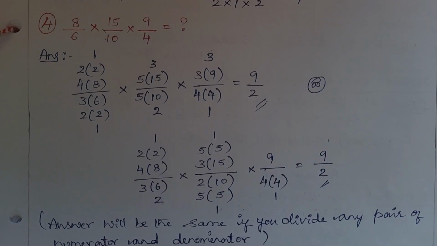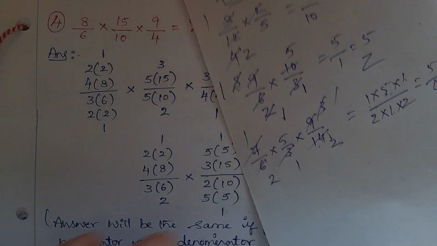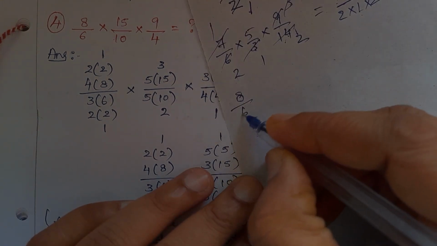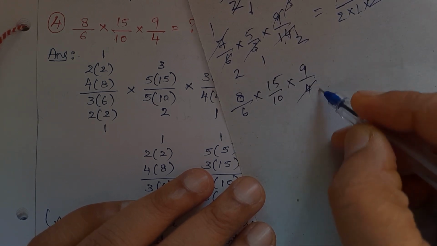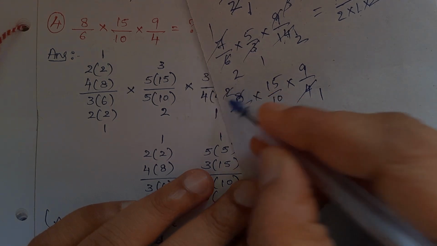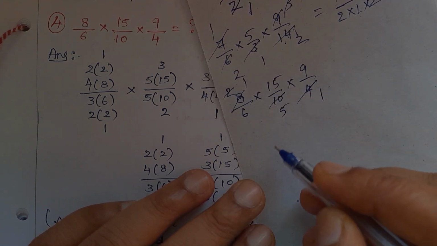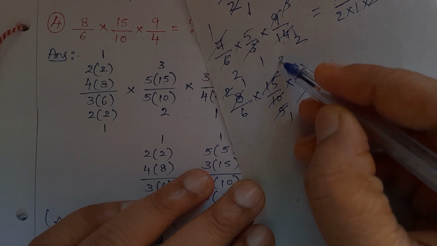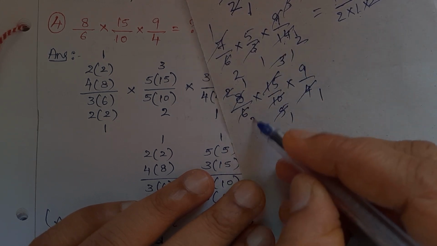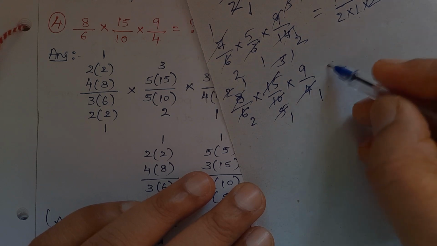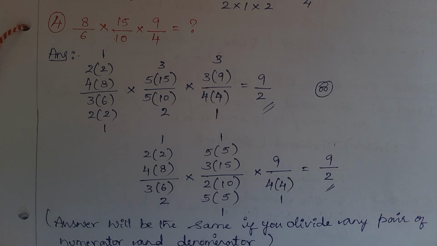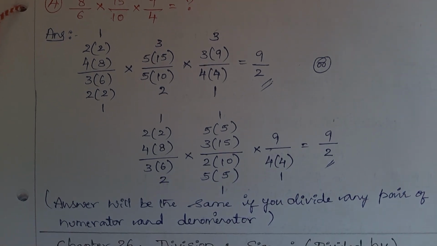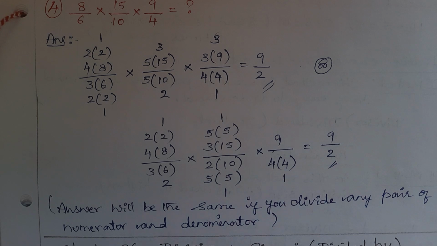Next, fourth example. 8/6 into 15/10 into 9/4. So 4 ones are 4, 4 twos. 2 ones are 2, 2 fives. 5 ones are 5, 5 threes. 3 ones are 3, 3 twos. That's all. So 9 divided by 2 is the answer. 9/2 is the answer. The answer will be the same if you divide any pair of numerator and denominator. Namaste.